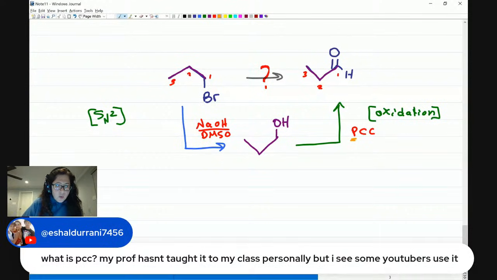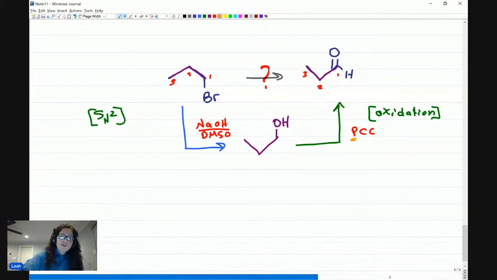Question. What is PCC? My professor hasn't taught it to my class. Yeah, so PCC is pyridinium chlorochromate. Chromic acid and a lot of the reagents related to it with the chromium are used as oxidizing reagents. PCC is almost like a blocked reagent where it doesn't get to work as strong. Just think of it as an oxidizing reagent that did not get enough sleep, did not have enough coffee, and is just not able to put in 100%. So it only does a partial oxidation.